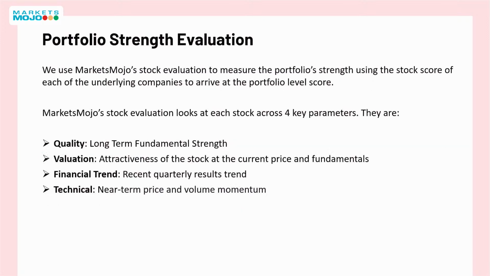And third, a very important factor for us, is the portfolio strength. Because at MarketsMojo, we are evaluating the underlying stocks. We use that information to come out with the overall portfolio strength. So the portfolios which have more buy stocks, we obviously rate them higher. So the 3 key parameters of returns, risk, and portfolio strength come together to form the overall call on the fund.